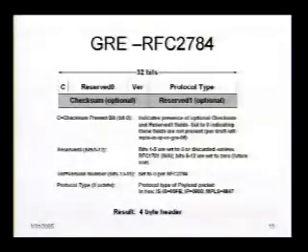Here's the anatomy of the GRE header per RFC 2784. This header can vary in length depending on the options chosen. In our case, the checksum present bit is set to 0, indicating that the optional checksum and reserved 1 fields are not present. This results in a 4-byte header. This is based on the recommendation from the IETF MPLS in IP or GRE draft. I've also listed the 3 protocol type values that are employed in our implementation for anyone who's terribly curious.